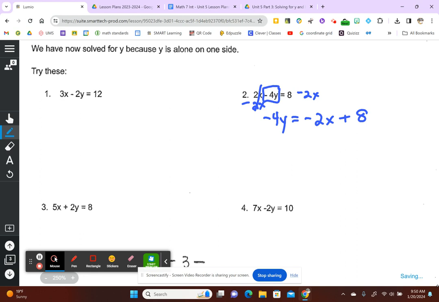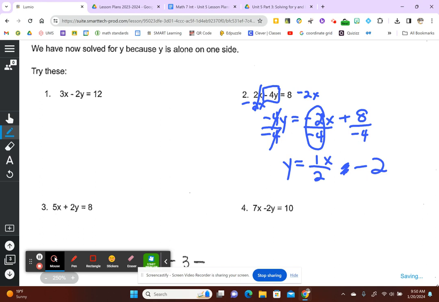Now, I don't want it to be negative 4y. I want it just to be y. So if I divide by negative 4, that's just y. I have to divide this by negative 4 and this by negative 4. So I get y equals, this simplifies to 1/2 x, and it's going to be minus 2.